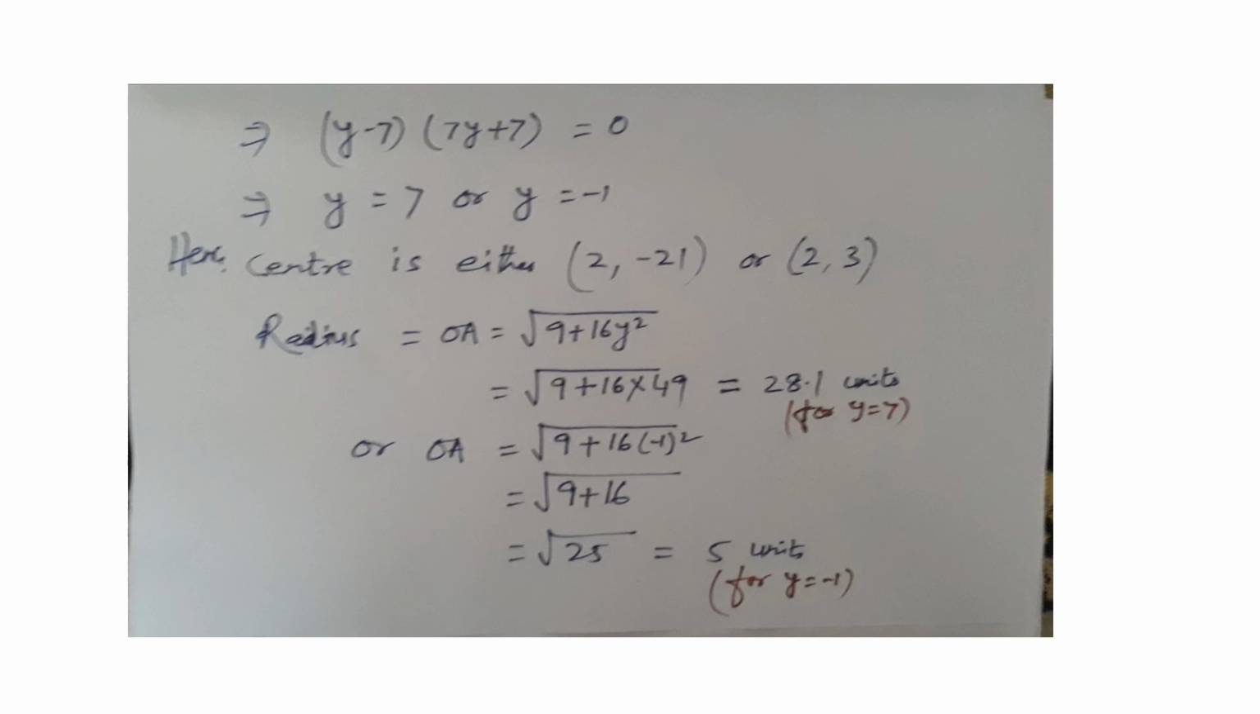So the radius is what? Root over 9 plus 16y square. So 9 plus 16 into 49 if y is equal to 7. So it will give you 28.1 units. And if y is equal to minus 1, then OA is equal to 5 units.